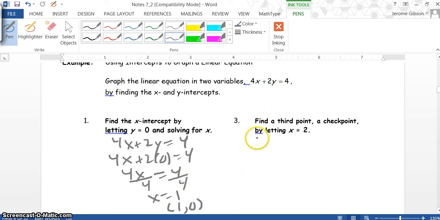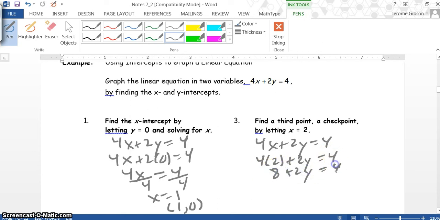Now we go here. We have 4x plus 2y equals 4. We substitute in 2 for x. 4 times 2 is 8 plus 2y is equal to 4. Subtract 8 on both sides, and 2y equals negative 4. Divide each side by 2, and y is negative 2. So our ordered pair would be 2, negative 2.